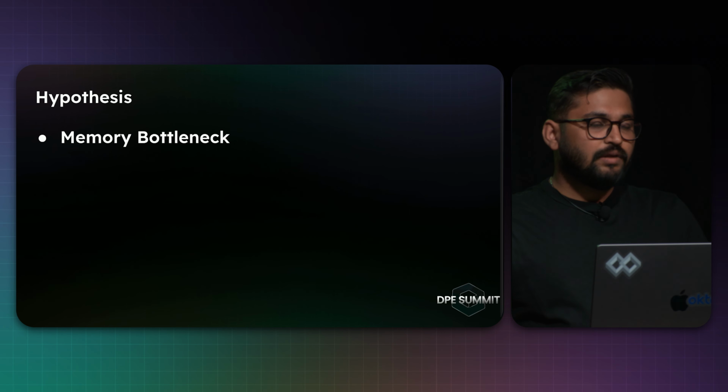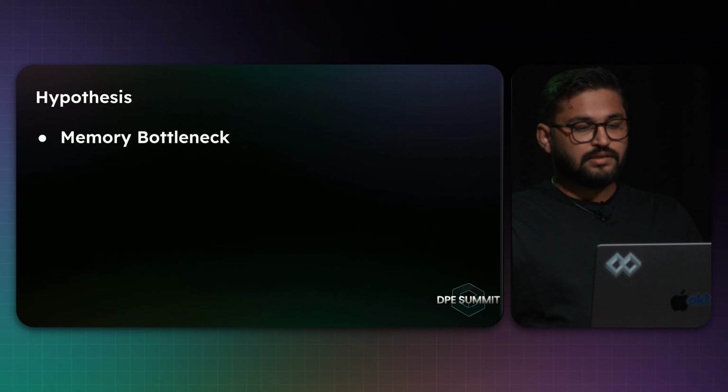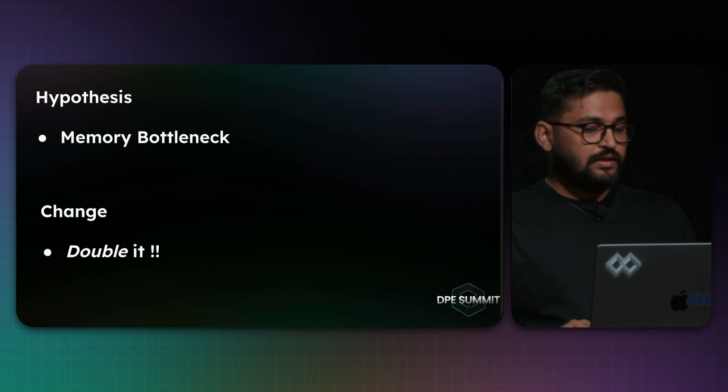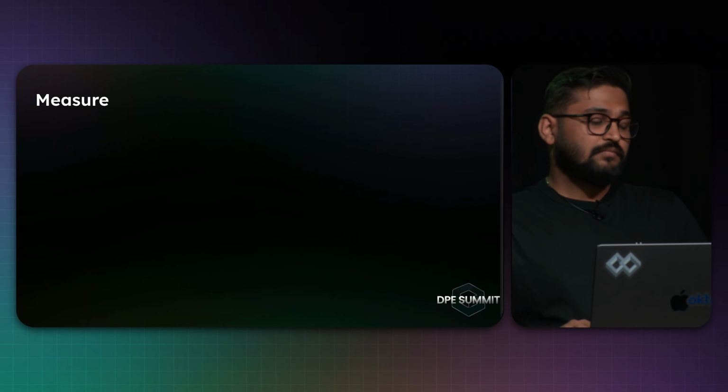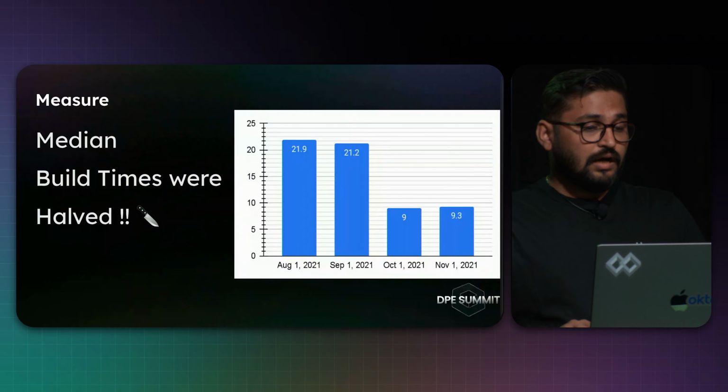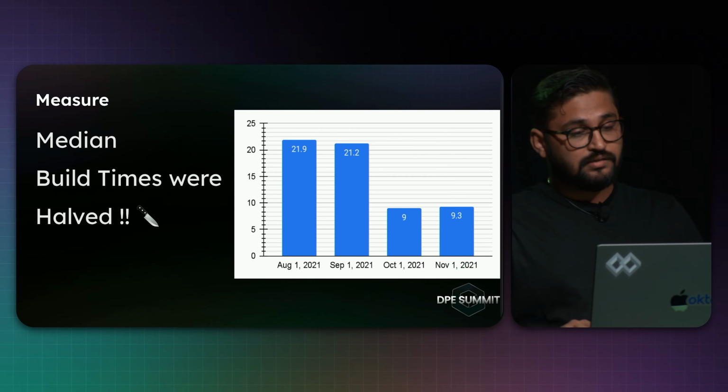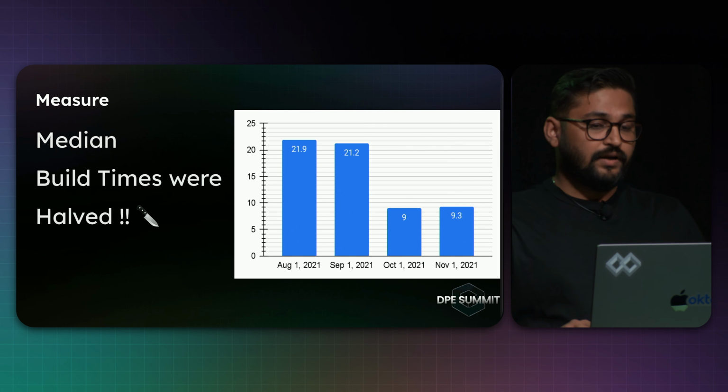We had already developed a facility to change memory options and push them to developers. So we decided to push a change. We decided to double the memory we were giving to the Maven build process. So did it help? Yeah, it helped by a lot. Our median build times were halved from 21 minutes to around 9 minutes. And it was incredibly effective to bring down build times for all of our developers.